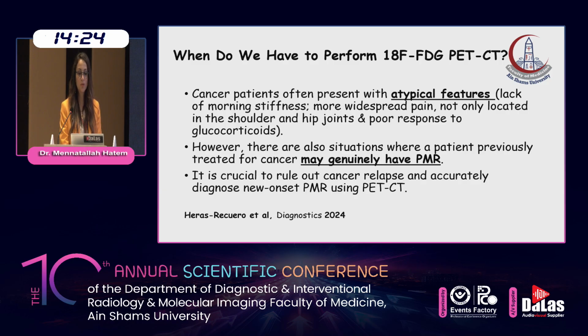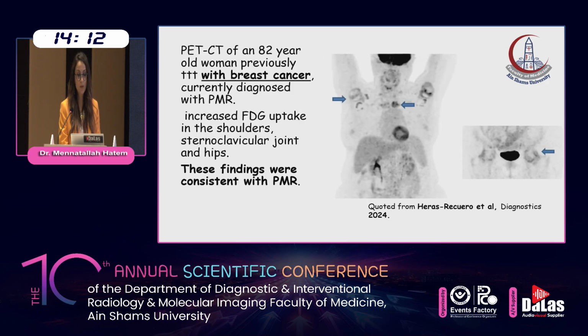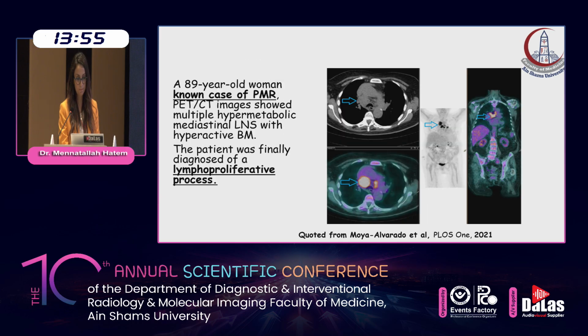However, there are also situations where a patient previously treated for cancer may genuinely have PMR. It is crucial to rule out cancer relapse and accurately diagnose new onset PMR using PET-CT. This is a case of an 82-year-old woman previously treated for breast cancer and currently diagnosed with PMR because she had bilateral increased uptake around the glenohumeral joint and also around the sternoclavicular and in both hip joints.